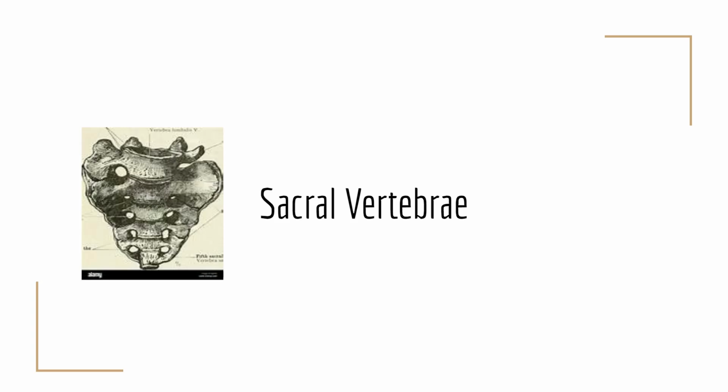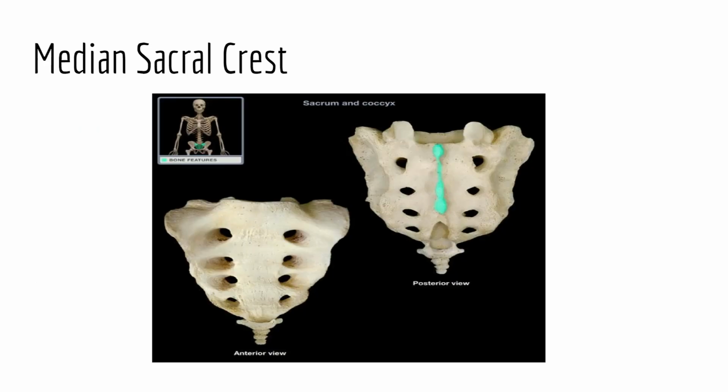Next we have the sacral vertebrae, represented by segments S1 through S5 and located between the lumbar vertebrae and the coccyx. The median sacral crest forms from the fusion of the first three sacral spinous processes and serves as the attachment point for the supraspinous ligament, and it is on the posterior view.